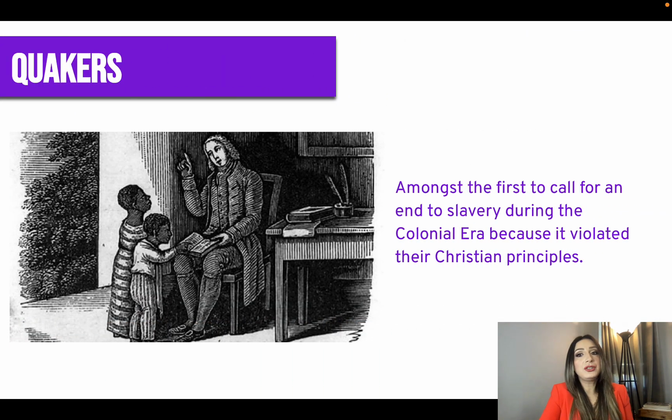Quakers were actually the first abolitionists during the colonial era. They were the first people who tried to end slavery. And the reason why they did this, if you recall Quakers from Pennsylvania, is because it went against their principles, their Christian principles, their religious principles. Remember that Quakers were all about peace, love, God, and equality. And so they were the first who wanted to end slavery.